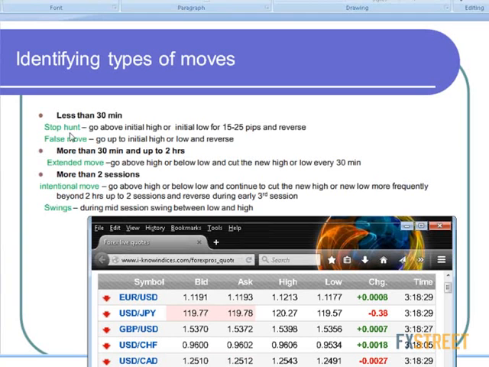Calmly watch and identify what sort of moves they are doing. And a swing is the one which they make between the low and the high, without breaching the high or the low, before the data release or before the session or during the gap time, etc. They make small swings.